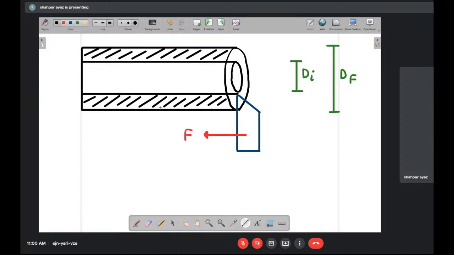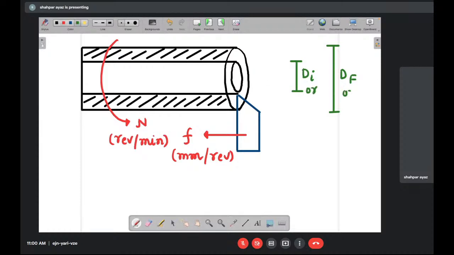So now everyone see. Suppose this is a capital F, I am assuming a small f feed is given. This is in mm per revolution; usually the feed is given in this. And this is the RPM N, revolutions per minute. So if I want to calculate the MRR of this, you know very well the expression of MRR. We can assume this as D1 and the smaller diameter as D2.